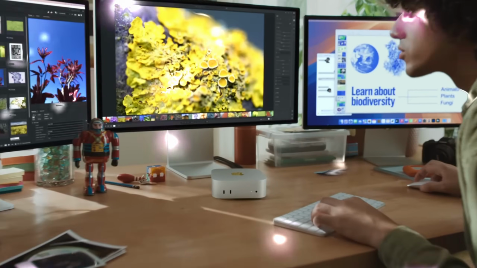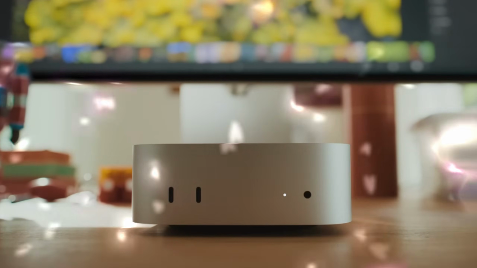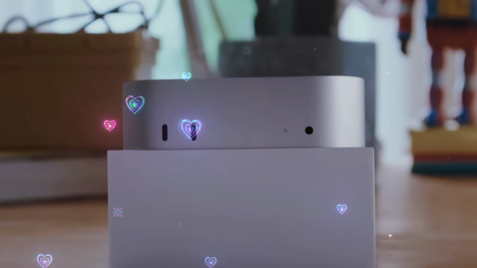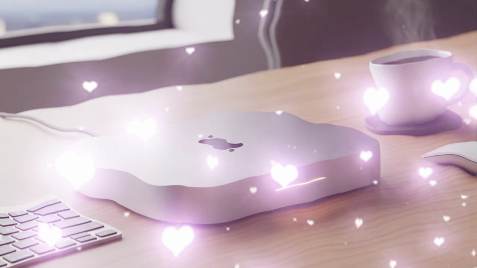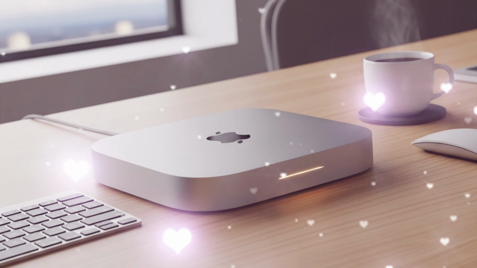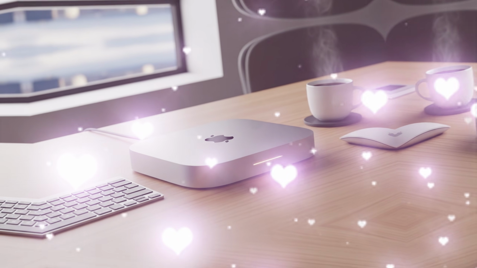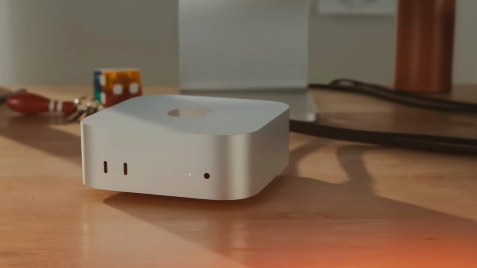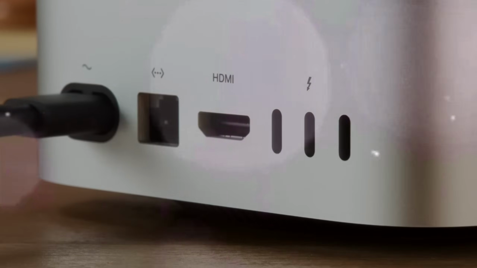workstation. If you are a creative, a developer, or just someone tired of massive, noisy PCs taking up space, you need to understand exactly what is happening inside this chassis. Today, we are breaking down the M5 Mac Mini not by looking at marketing slides, but by putting it through the kind of abuse that crashes most computers. By the end of this, you will know if this is the last computer you ever need to buy, or if Apple is hiding a major limitation.